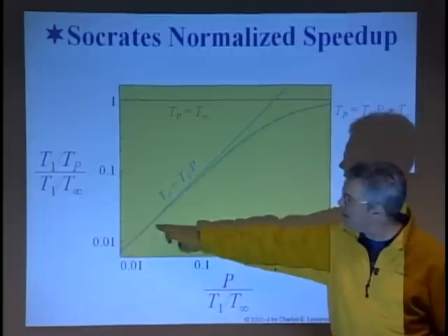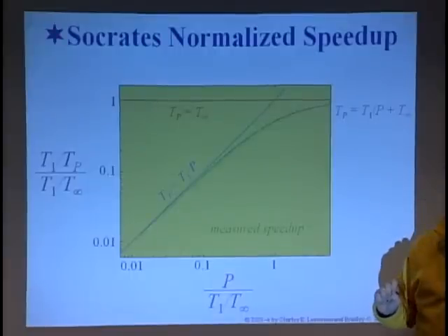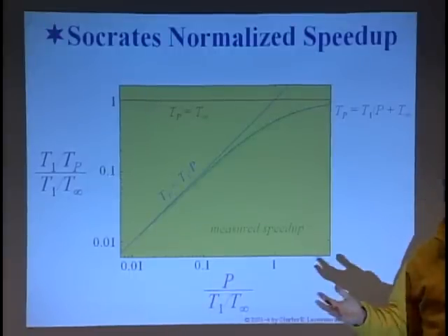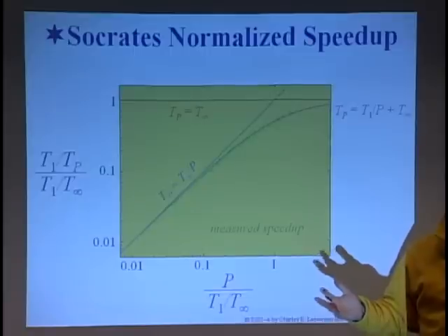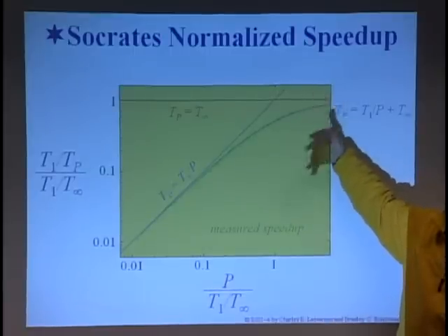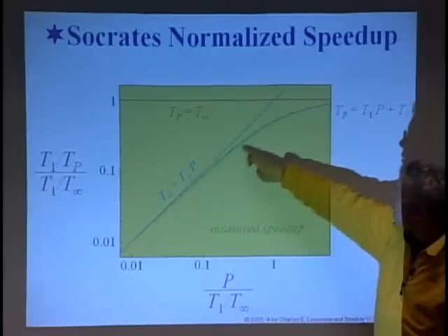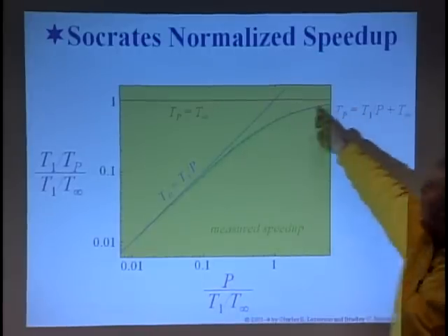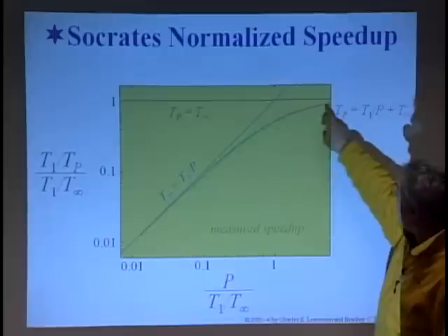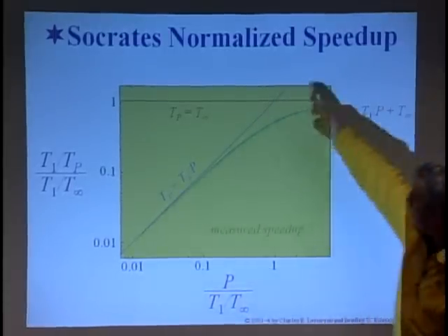Down here, it's nice and tight, right? That's because we're in the domain where the communication costs are infrequently paid, because there's lots of work to do. You don't have to communicate very much. Up here, there's a lot of communication, and so the noise shows up more in the data. This curve here is the T1 over P plus T infinity curve. That's the P equals T infinity curve, and that's the linear speed up curve on this graph.